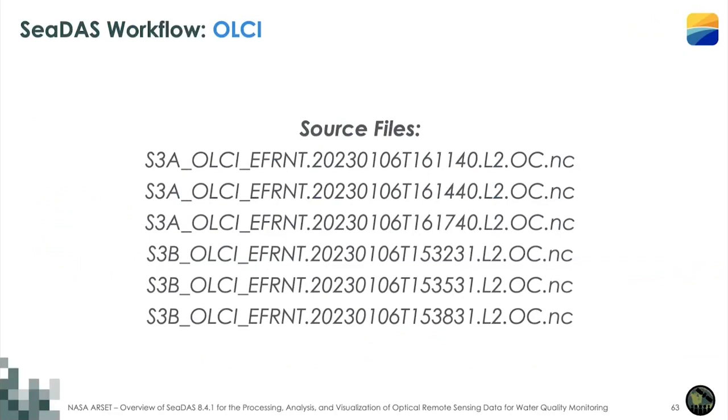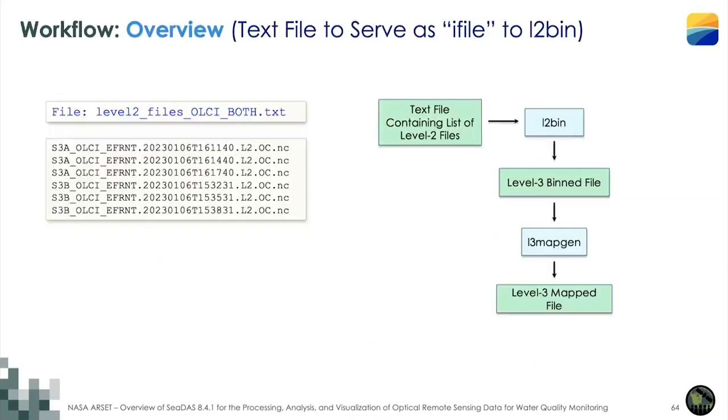I'm not going to go over it, but here's an example where I take 6 level 2 files. I've got 3 Sentinel-3A and 3 Sentinel-3B level 2 files, and they're all from the same day. We take all these files and put them together into a file that's just a text file, so the contents of it are just the names of these files. And I have those files in the same directory that I'm running this from.